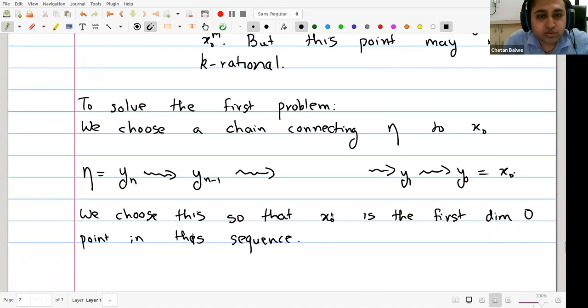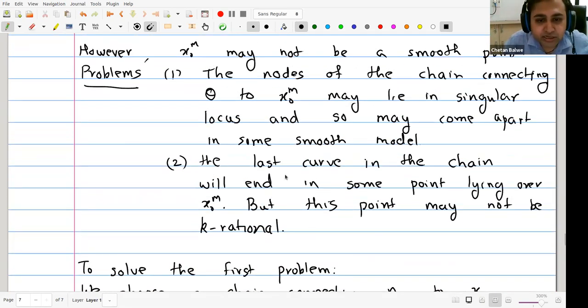Okay, but now this problem two is the more irritating thing, that your chain is ending up in the point x naught to the m, which is sort of the only choice that you have, because you don't know how many other k-rational points there might be. You pick one k-rational point, and x naught to the power m is the only choice that you can think of. Now, this point may be sitting inside the singular locus. So when you take the desingularization, the chain may be terminating in some point which is sitting on top of this, but that point may not be k-rational.